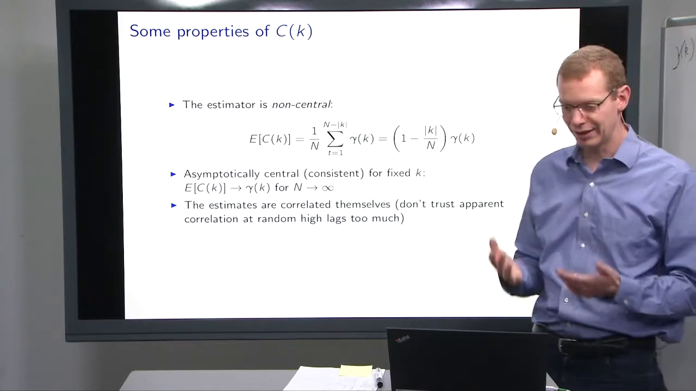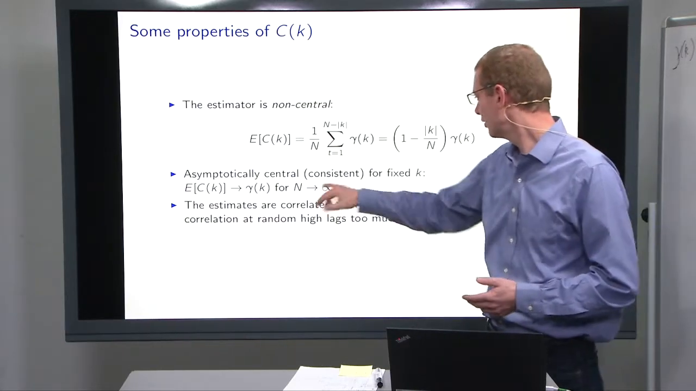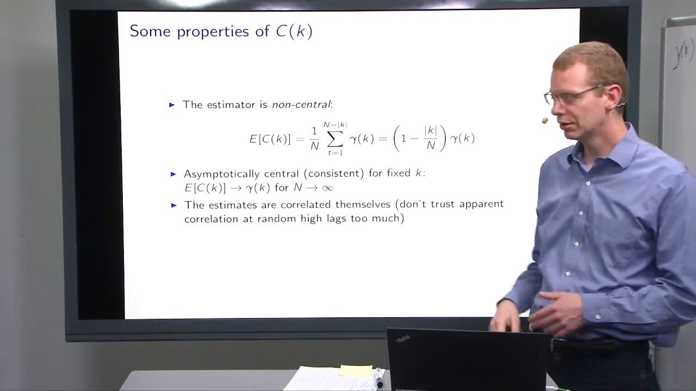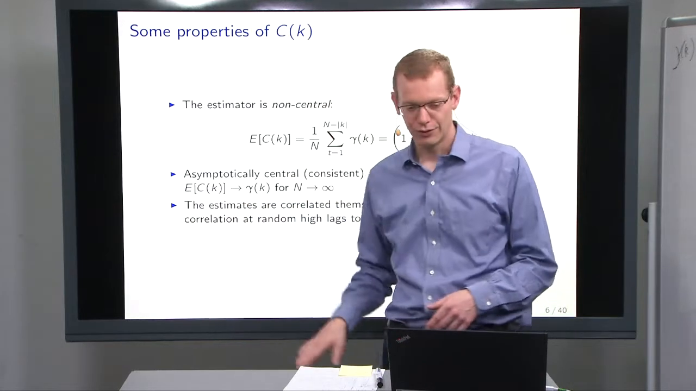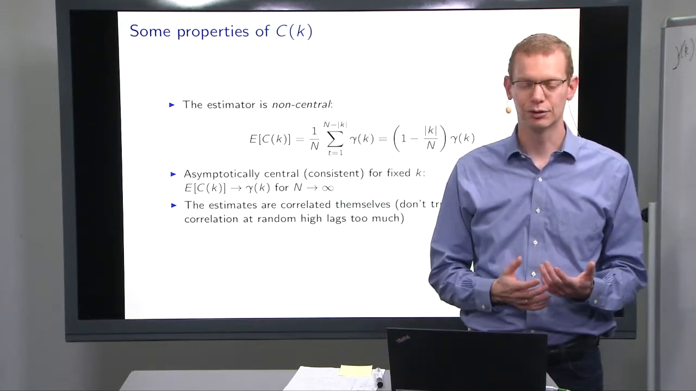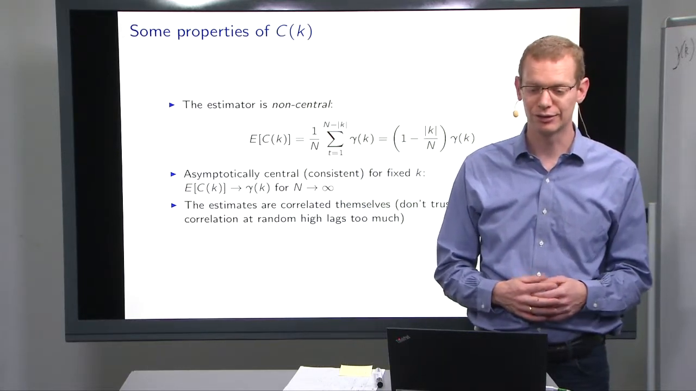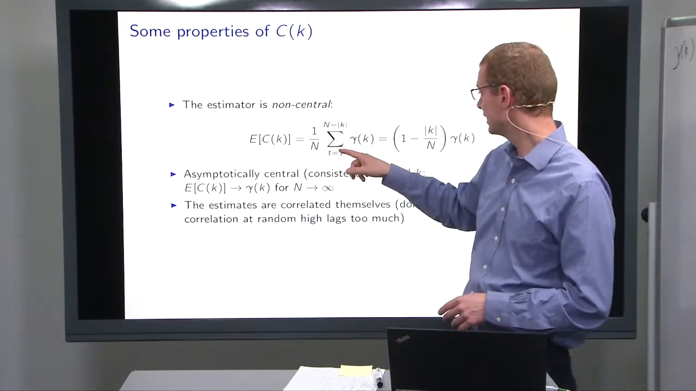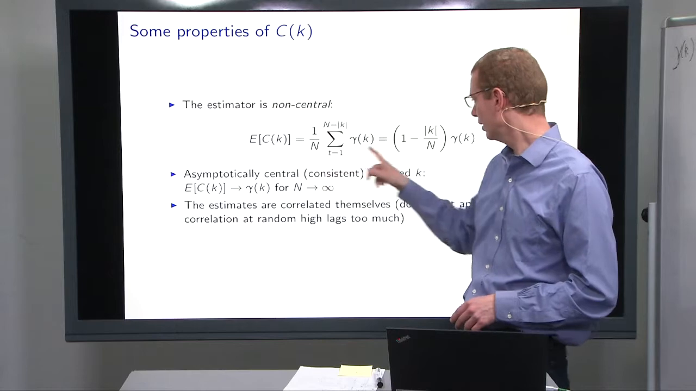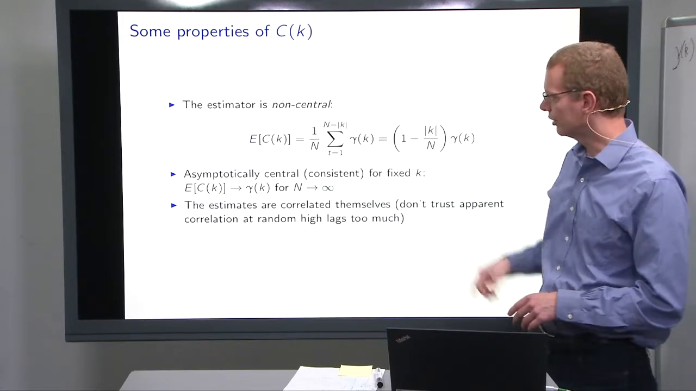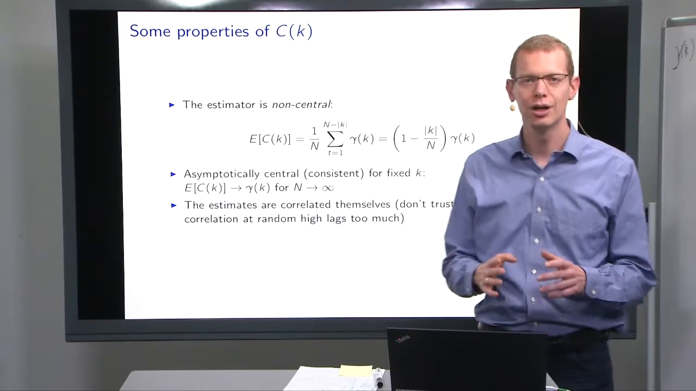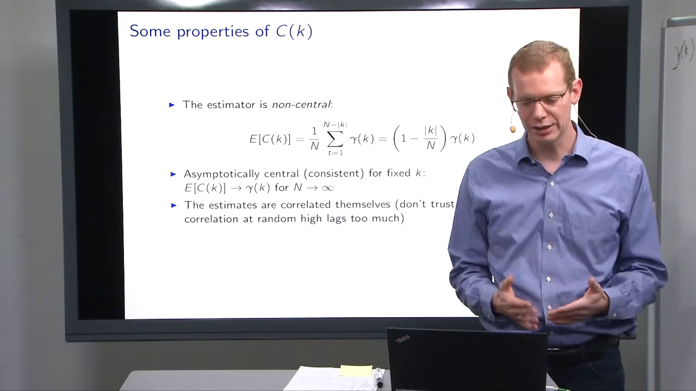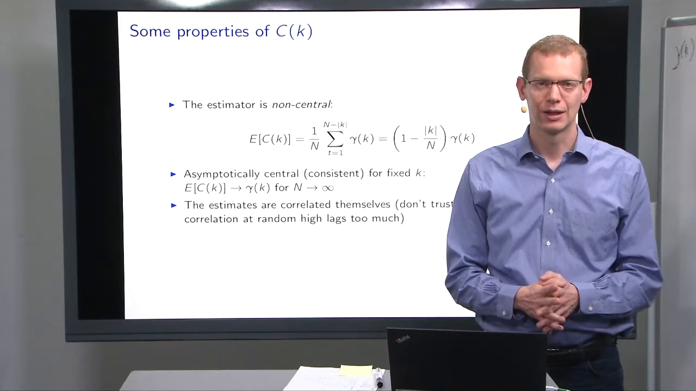Asymptotically, when n goes to infinity, however, this goes to 0, and thus we are converging in expectation to the true autocovariance function. In practice, we hope that n is large, so it's not a big problem. The reason why we nevertheless use 1 over n and not something unbiased is to ensure that the covariance structure is always positive semi-definite.